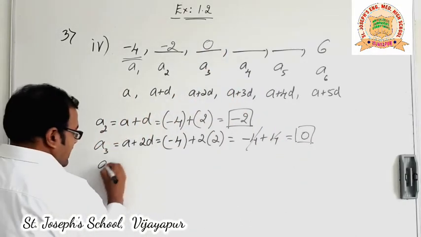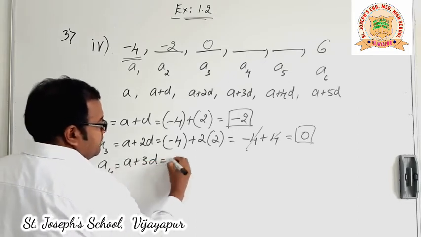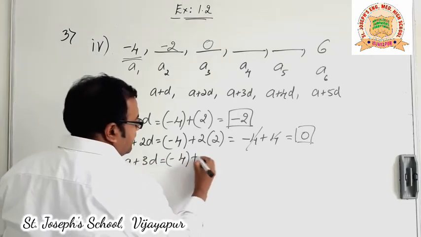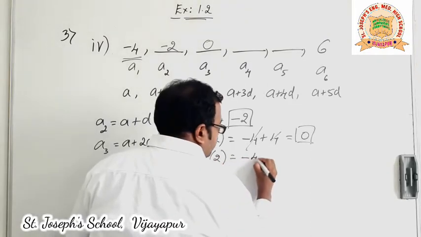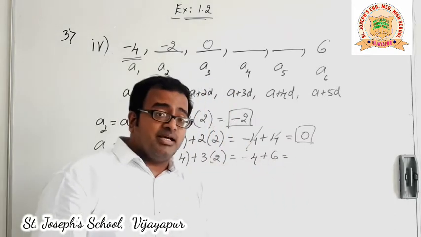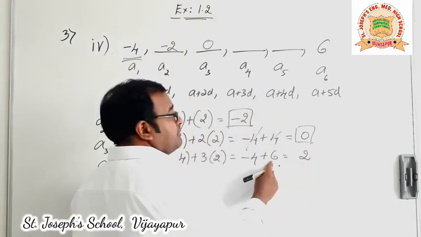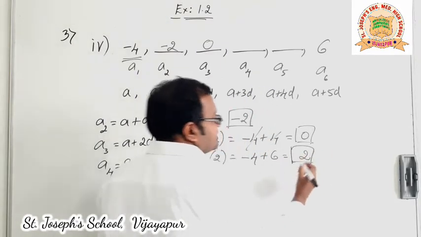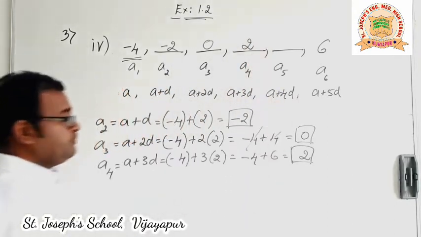Next, going for A4, which is equal to A plus 3D, minus 4 plus 3 into 2, which is equal to minus 4 plus 6. Both are of opposite signs, so we need to subtract now. 6 minus 4 is 2, but the bigger number's sign is positive, so this remains positive. So 2. The next missing term is plus 2.